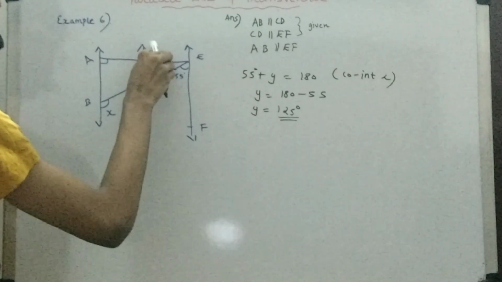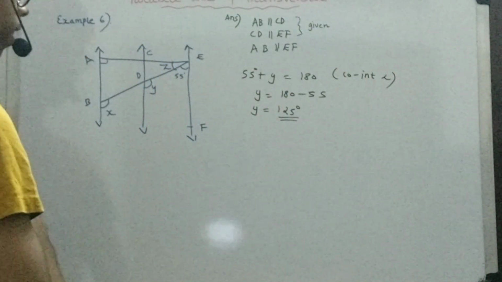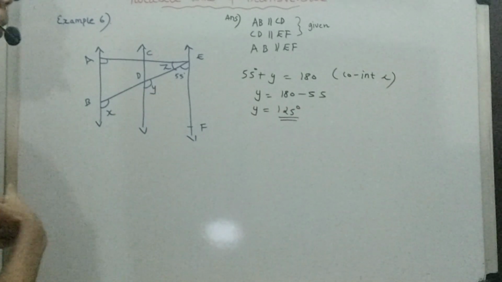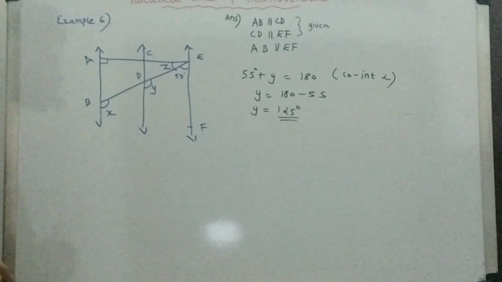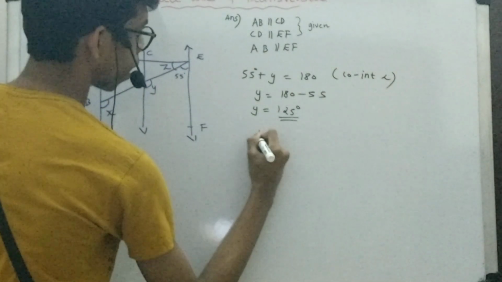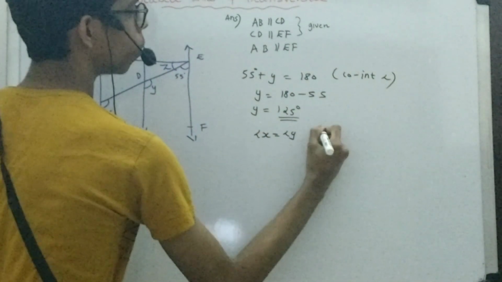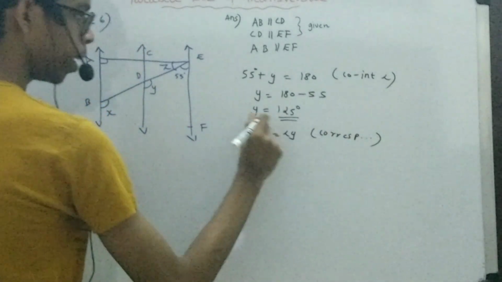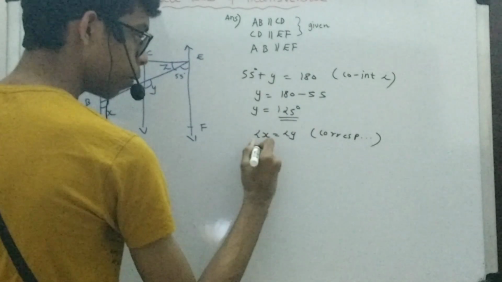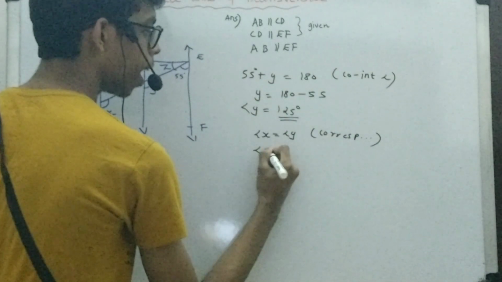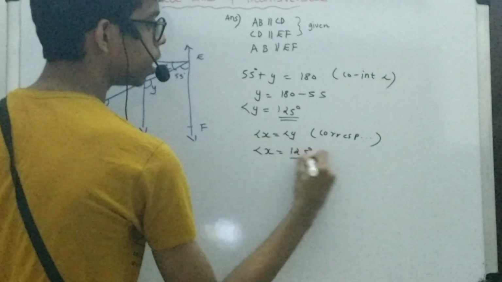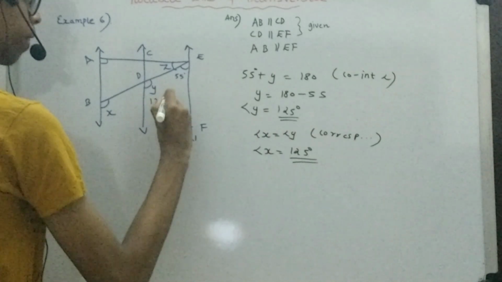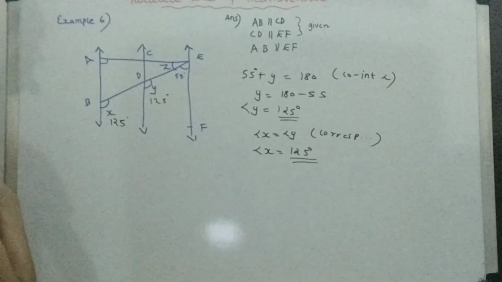If you see this line CD and AB are parallel to each other, so this angle y and this angle x are corresponding angles, and we know corresponding angles are equal. So from here we can write angle x is equal to angle y because they are corresponding angles. That means we got the value of y is equal to 125 degrees, which means that angle x is also equal to 125 degrees. So y is equal to 125 degrees, x also equal to 125 degrees.